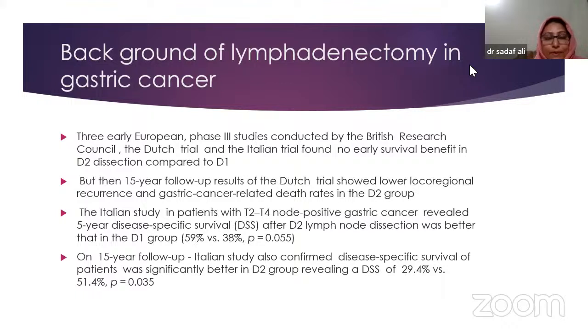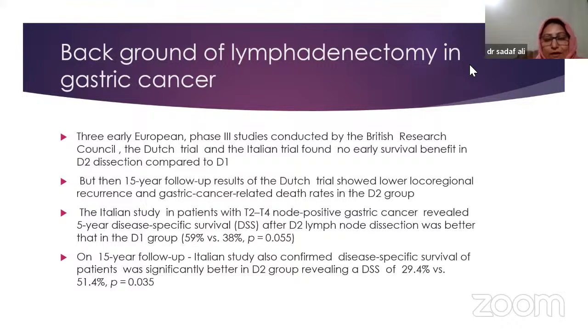The background of this concept evolved all over the world once initiation was taken by the 3 European trials, the famous MRC, the Dutch trial and the Italian trial, which made an attempt to compare the standard D1 to D2. Subsequently, after initial no early survival benefit and a low level of agreement to the procedure shown by the Japanese, after 15 years they poured in more data that it is definitely better when compared to D1 in a subset of patients who have an advanced disease.